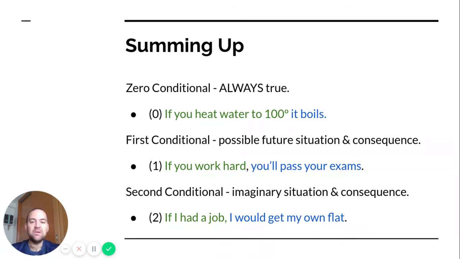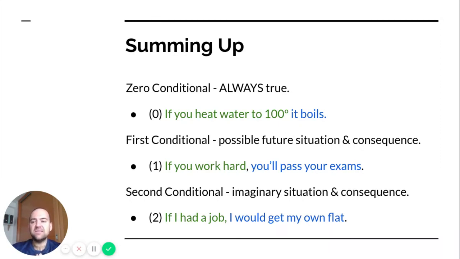If I had a job, I would get my own flat. Neither of these two things is likely at the moment, yeah? I don't have any money. I haven't looked at any flats. I'm not looking for a job. But if I had a job, I would get my own flat, okay? It's an imaginary situation.